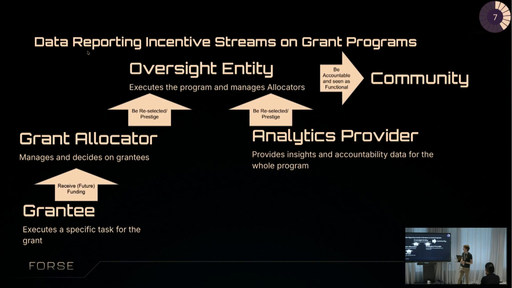And that's kind of how we can do grants analytics. A data reporting pipeline might look like this. A grantee executes a specific task for the grant. The grant allocator that manages and decides on the grantees gives the insights to the oversight entity, and then as an analytics provider, we hook into it and get the data from it, and then report to the community.